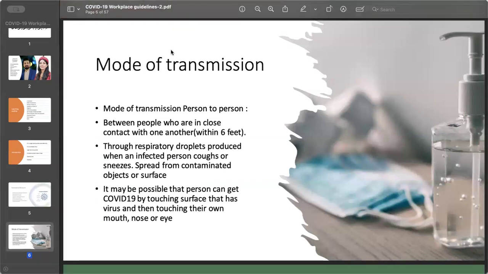Mode of transmission. Mode of transmission is person to person between people who are in close contact with one another, within 6 feet, through respiratory droplets produced when an infected person coughs or sneezes, or spread from a contaminated object or surface. It may be possible that a person can get COVID-19 by touching a surface that has the virus and then touching their own mouth, nose or eyes.